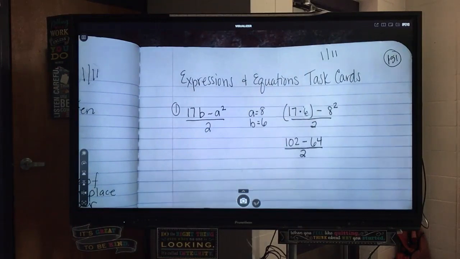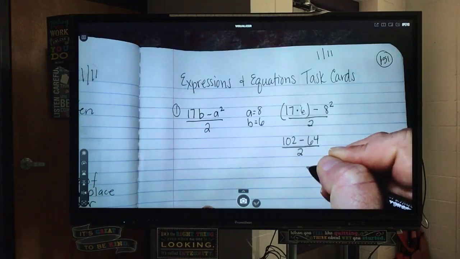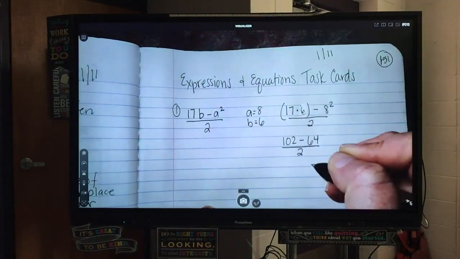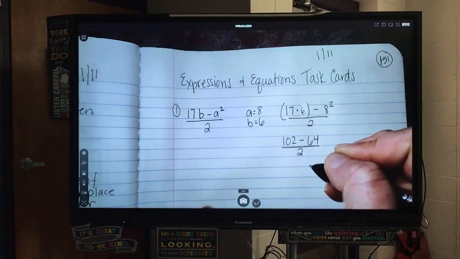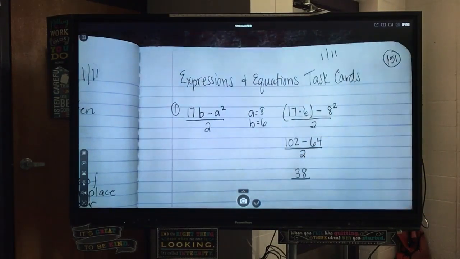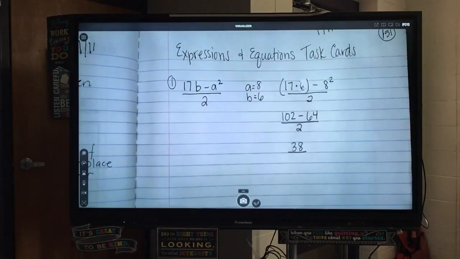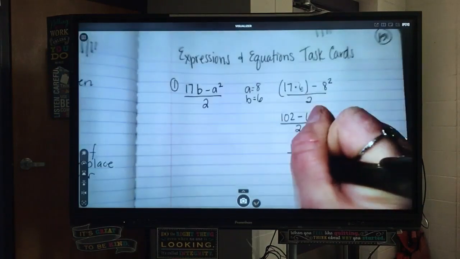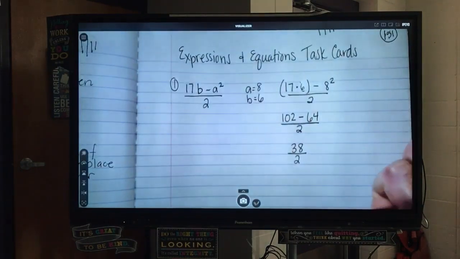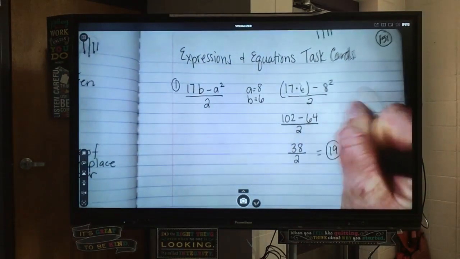Cooper, 38. Are you sure? Are you positive? Yes. 38. Are you sure it's not 42? He is right. 38. Alright, 38 divided by 2 is what? 19. So the answer to number 1 is 19.